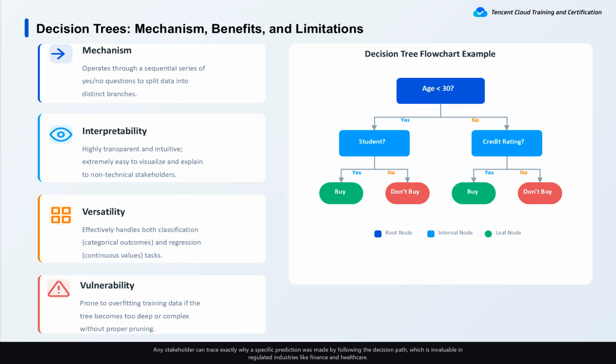The primary limitation is overfitting. Trees grown too deep tend to memorize training data noise, producing models that perform well on training sets but poorly on new data. Techniques like pruning and maximum depth constraints mitigate this risk.